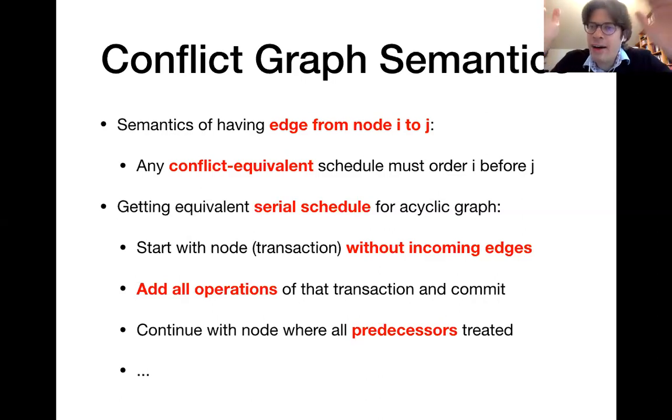So essentially I start, first of all, with the transaction whose node has no incoming edges. Then I take all the operations of the transaction and write them into my new conflict equivalent serial schedule. Then I continue finding one node where all incoming edges belong to transactions that have already been treated. And I continue doing this until finally I know that I have treated all the transactions in the current schedule.